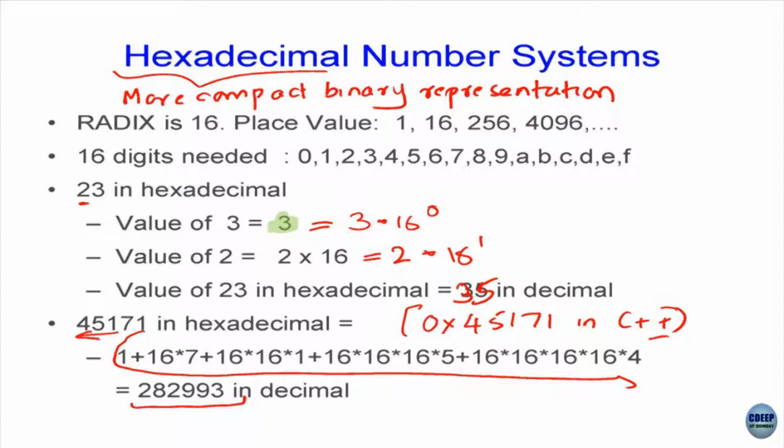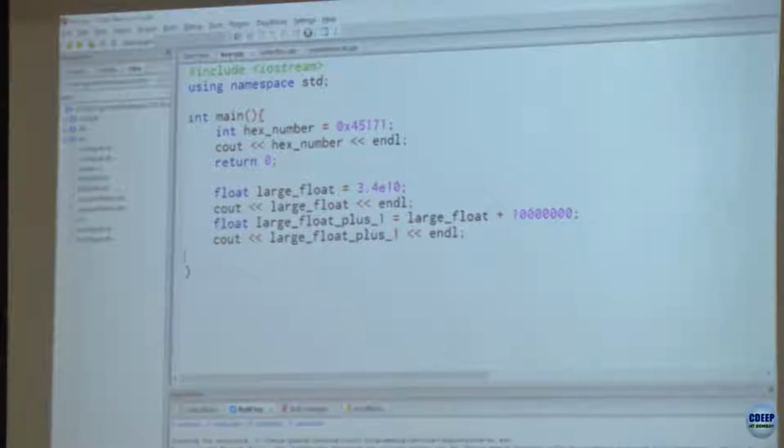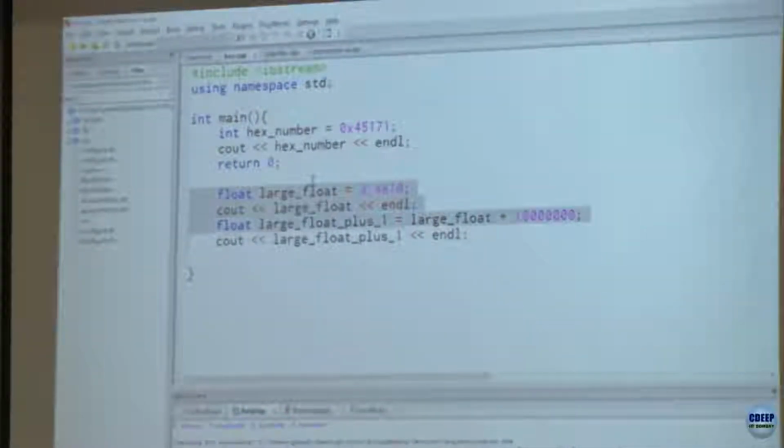Let's look at 45171 in hexadecimal. This is the expansion. We start again with the rightmost digit and move to the left. Let's try and see what the value is as per our C++ program, 45171.